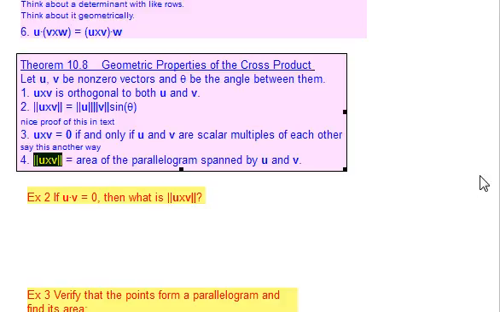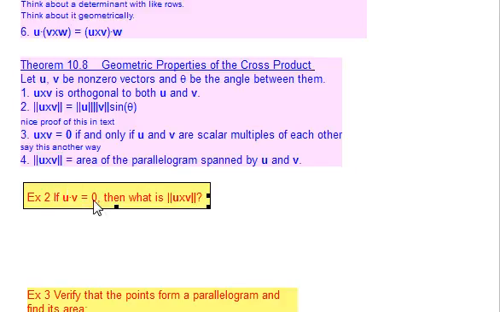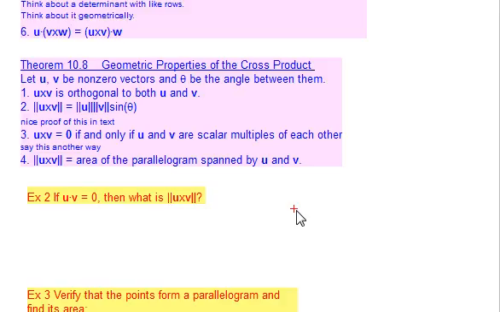So, now here's another one. I want you to think about this one geometrically. If u dot v equals 0, then what is the length of u cross v? Take a moment, pause this video, and think about what that is asking you. You'll benefit a lot by being able to reason through this.